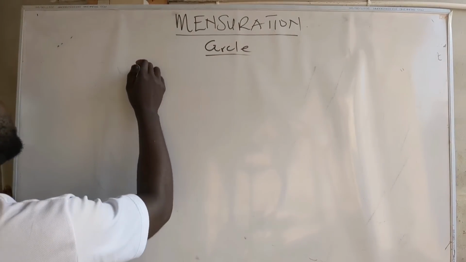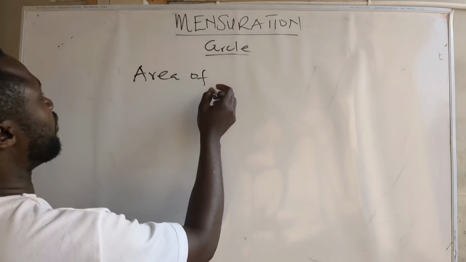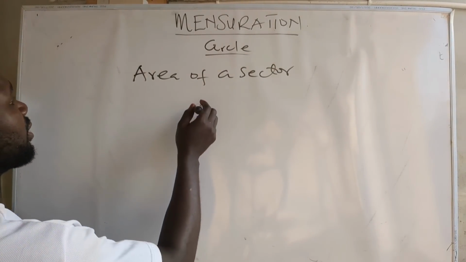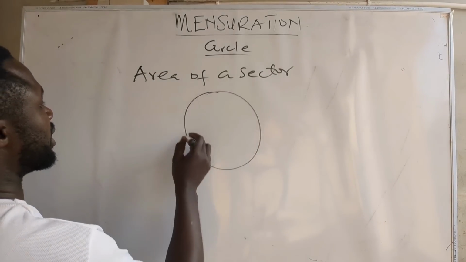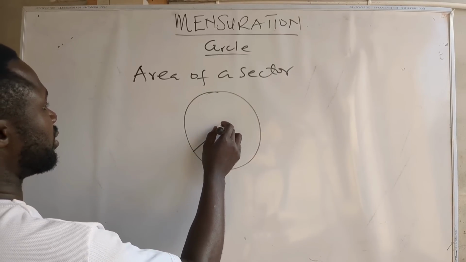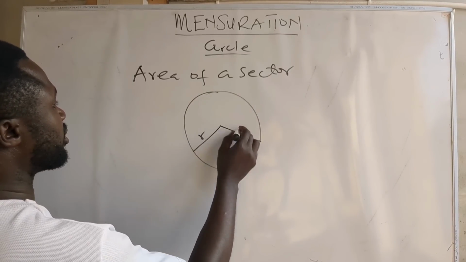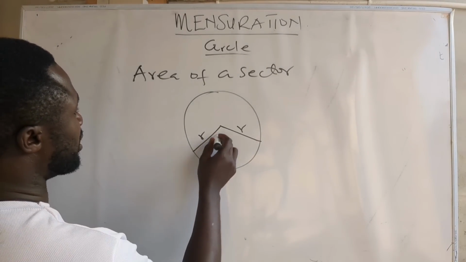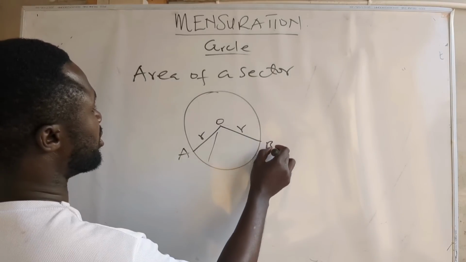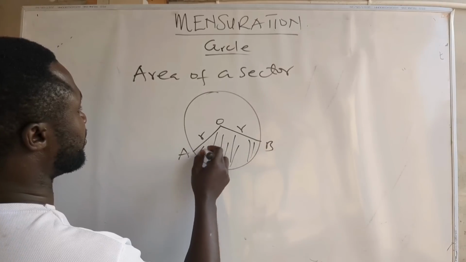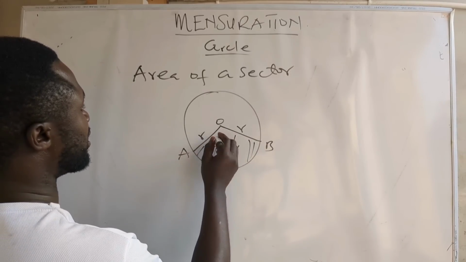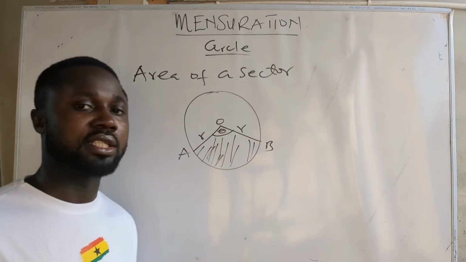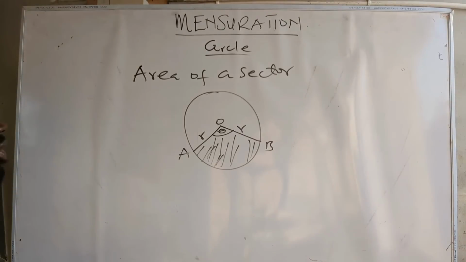Now let's go to the area of a sector. So a sector is a portion of the area of a circle formed by two radii. So here is A, here is the center, B. So this is my sector. And the area of a sector is also proportional to the angle the sector subtends at the center of the circle.